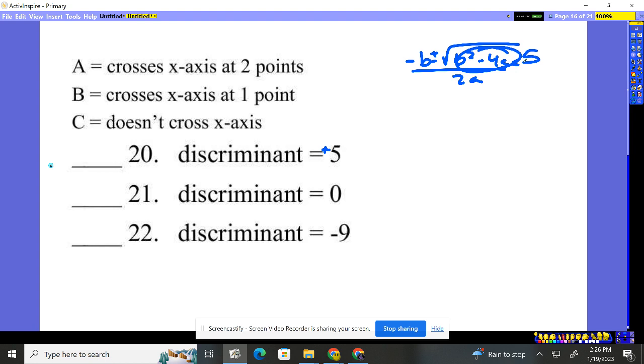You're going to get two solutions. That tells you this is a parabola that's coming through in two spots. You get two solutions, that's a parabola crossing twice. So we're going to pick A for number 20. It's crossing the x-axis at 2 points.